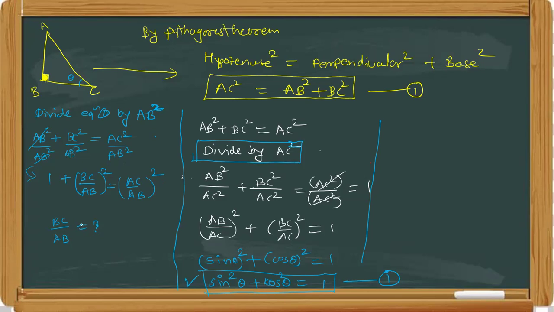Think before answering. Think properly and then answer. Don't be in a hurry for answers. Is it 1 upon tan theta? No, 1 upon tan theta would give cot theta, no? What is this ratio called in trigonometry, BC upon AB? Cot theta.